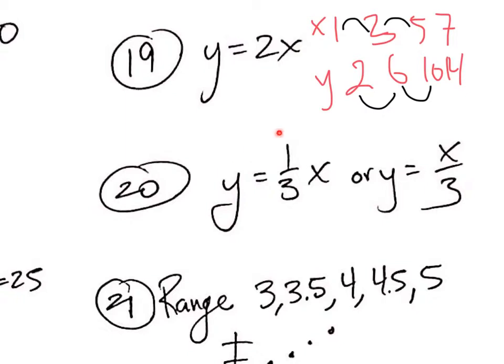Similarly for 20, if you compare the x and y values, you'll see that y is 1/3 of the x value. That can be written as y equals 1/3 times x, or y is x divided by 3. These get more tricky when there's actually a y-intercept, but those weren't too bad.